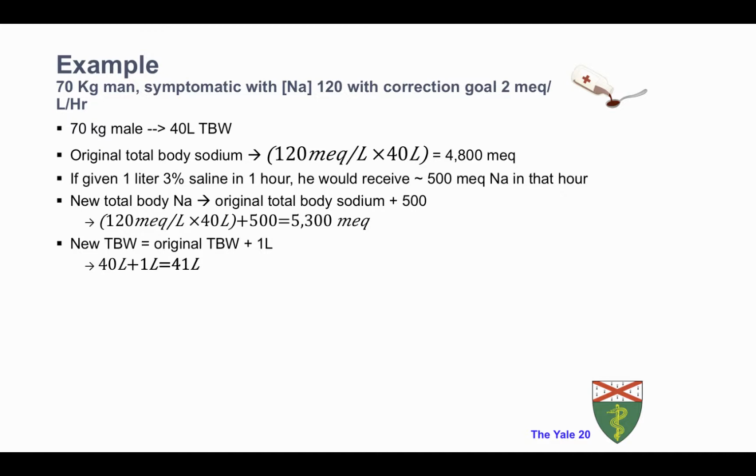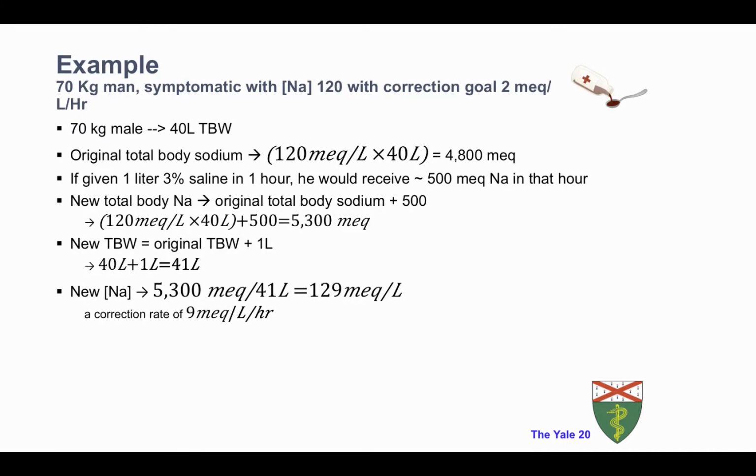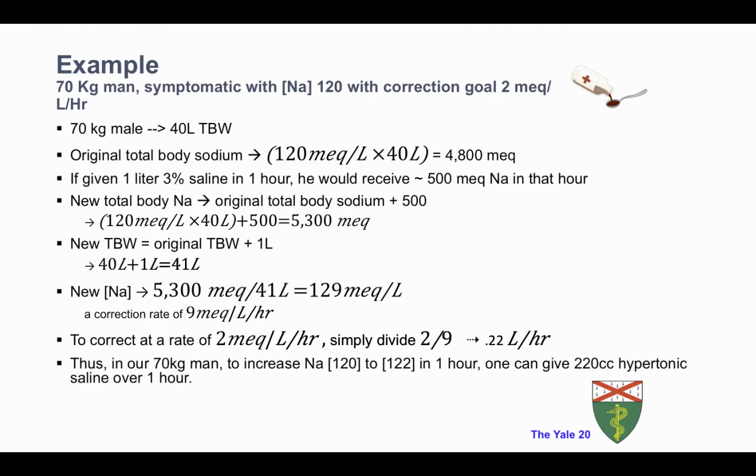And then we want to calculate his new total body water. So his original total body water was 40 liters, and now we've given him 1 liter. So his new total body water is 41 liters. And now we can calculate his new sodium concentration, which is 5,300 milliequivalents divided by 41 liters, which comes out to 129 milliequivalents per liter, and thus a correction rate of 9 milliequivalents per liter per hour. Now we wanted to correct at 2 milliequivalents per liter per hour, so we simply divide 2 by 9, which gives us 0.22. And so in our 70 kilogram man, if we wanted to increase his sodium from 120 to 122 over the period of 1 hour, we can give 220 cc's of hypertonic saline in that 1 hour period.